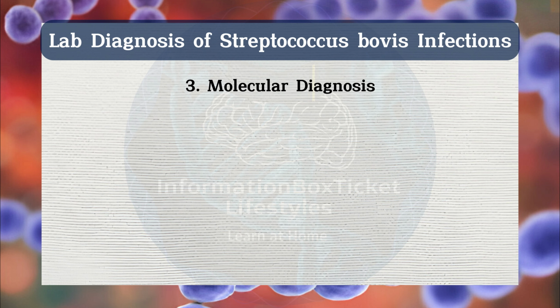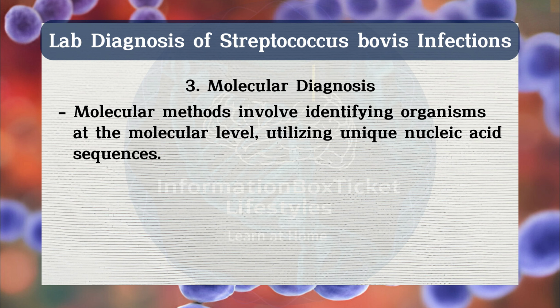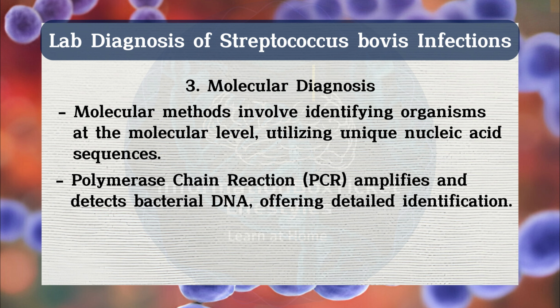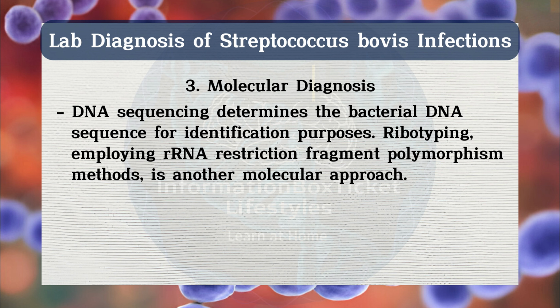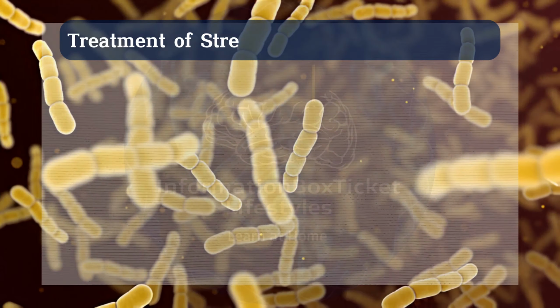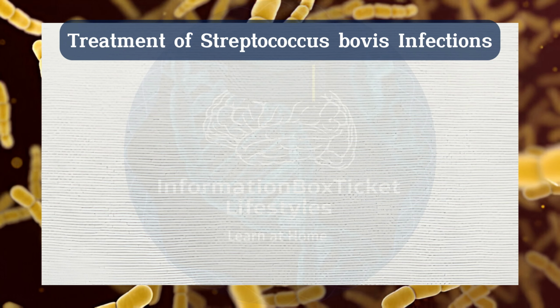3. Molecular diagnosis. Molecular methods involve identifying organisms at the molecular level, utilizing unique nucleic acid sequences. Polymerase chain reaction, PCR, amplifies and detects bacterial DNA, offering detailed identification. DNA sequencing determines the bacterial DNA sequence for identification purposes. Ribotyping, employing rRNA restriction fragment polymorphism methods, is another molecular approach. Treatment of Streptococcus bovis infections.